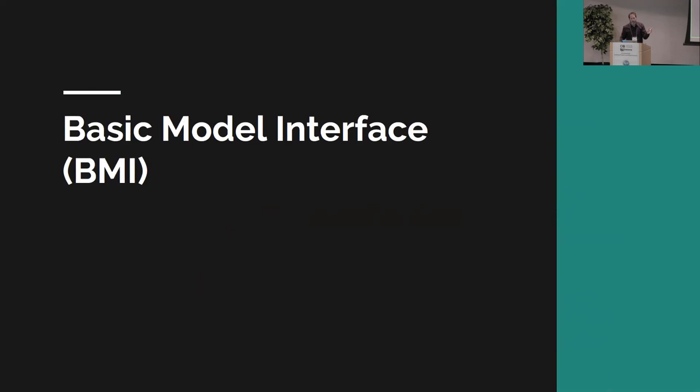All right, so when a researcher writes a model, they can implement a BMI for it. You can think of the BMI as sitting on top of the model. The model doesn't care about the BMI. You can still run the model without the BMI. But by adding a BMI, this allows you to add your model to the CSDMS modeling framework. First step of doing so.